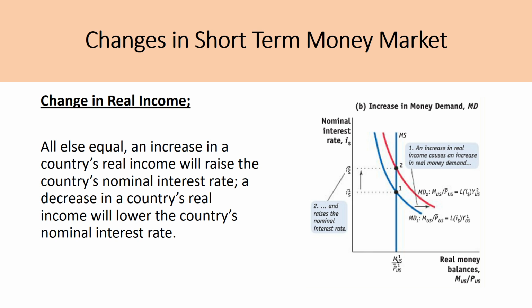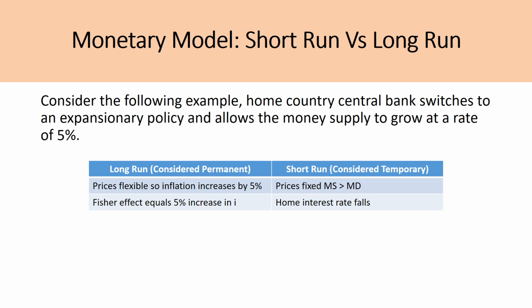Whereas if money demand falls, all of a sudden, people don't want to take out loans anymore. You've got to lower the cost of that loan in order to incentivize people to take out that loan. And therefore, there's that downward shift in the equilibrium interest rate when money demand falls. So now let's consider an example. So consider the following example.